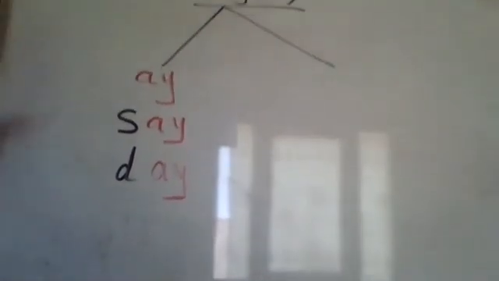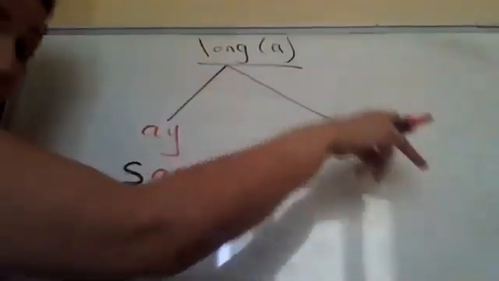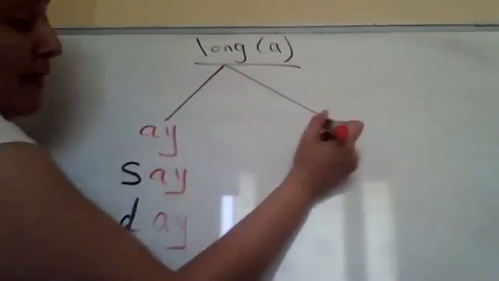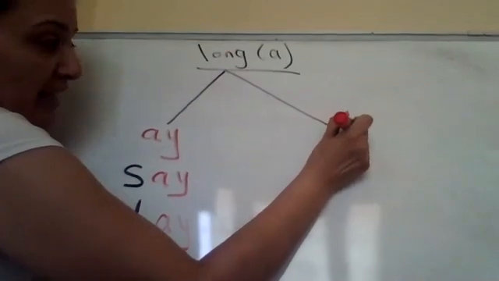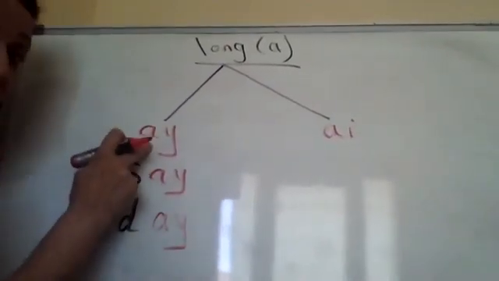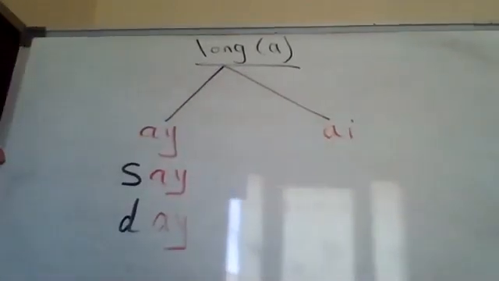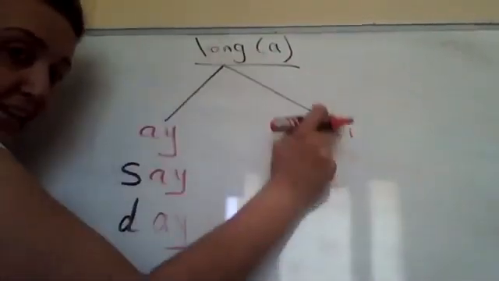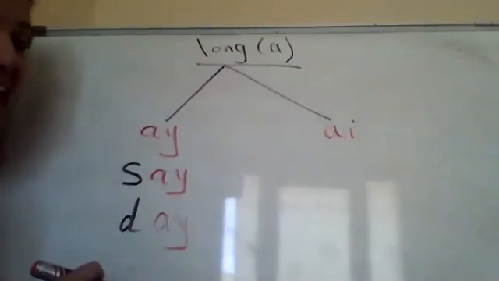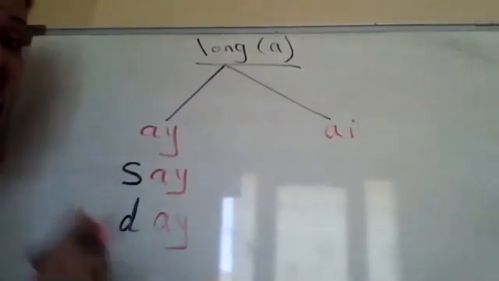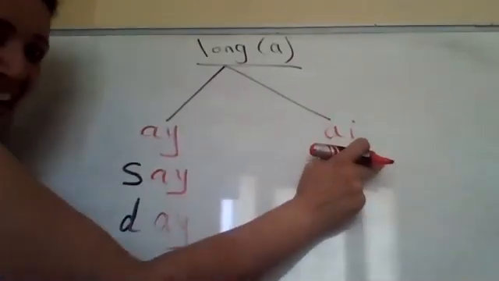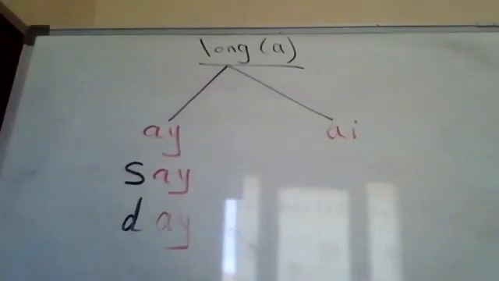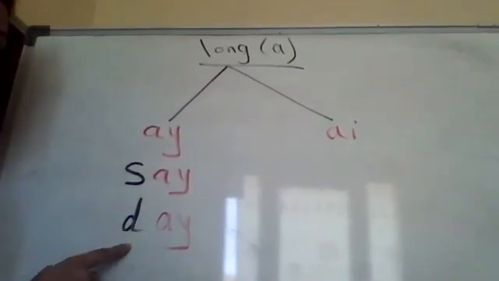Say and day. I have also other two letters, which I pronounce A. A-I, not only A-Y. A-Y and A-I, I pronounce them A. Here, I said say, I said day.